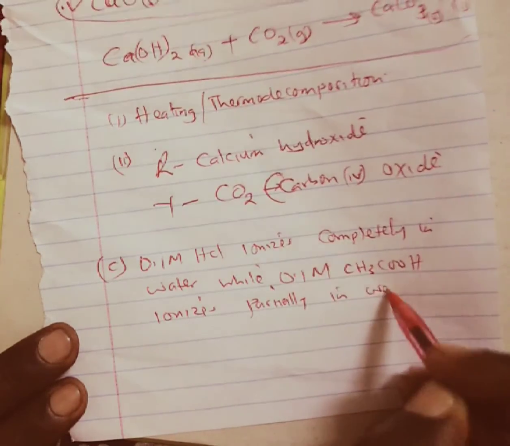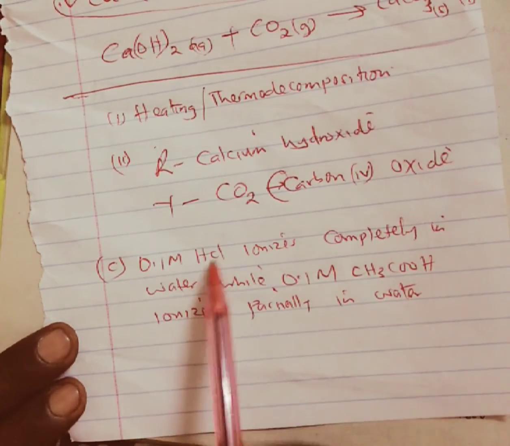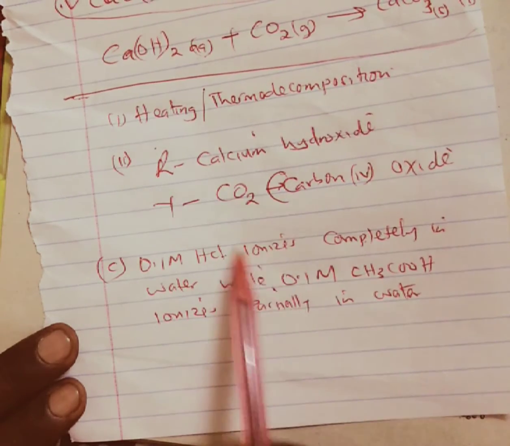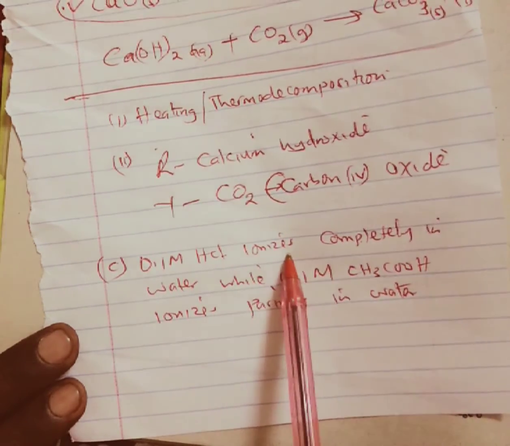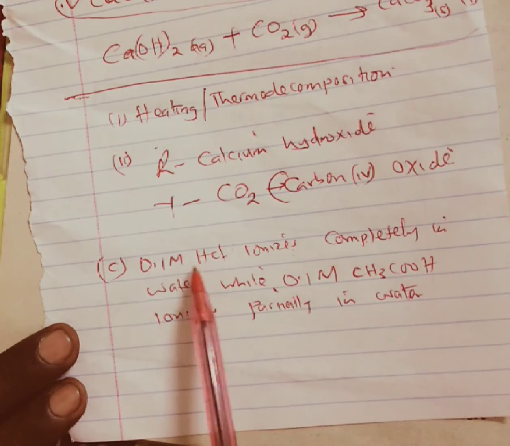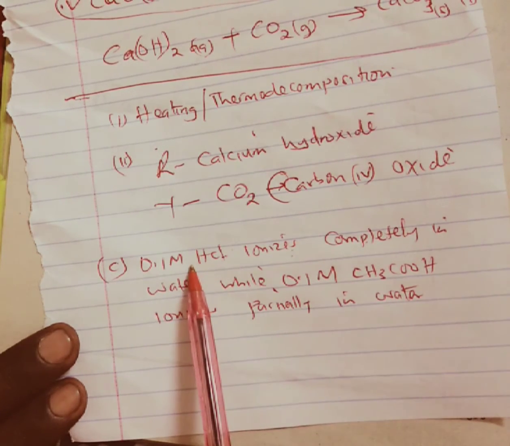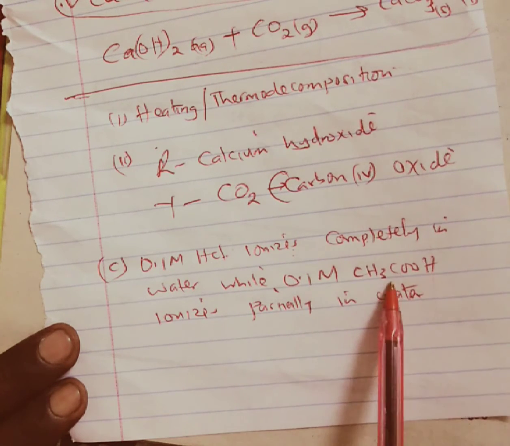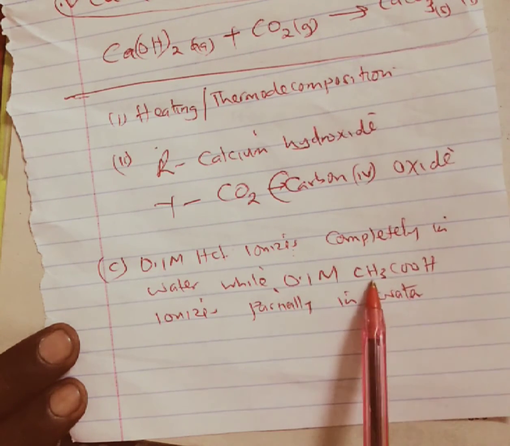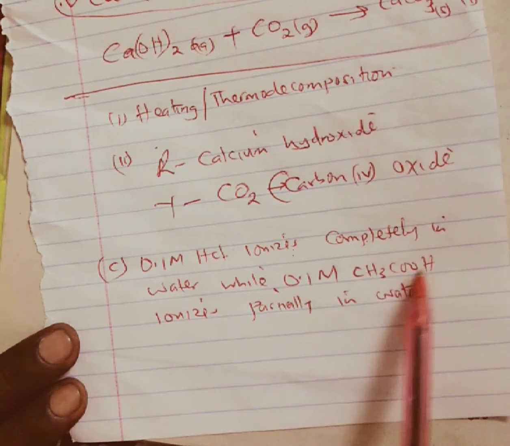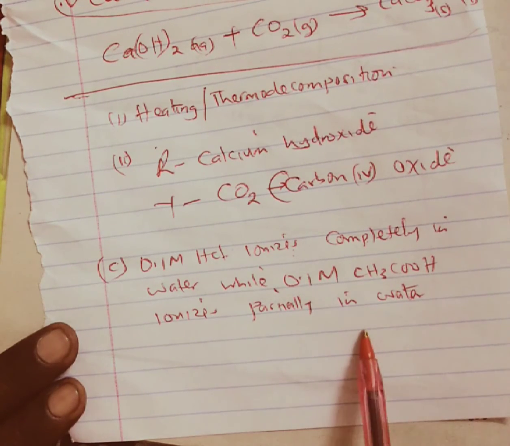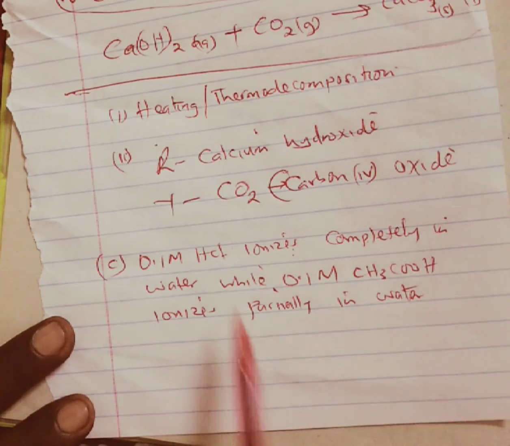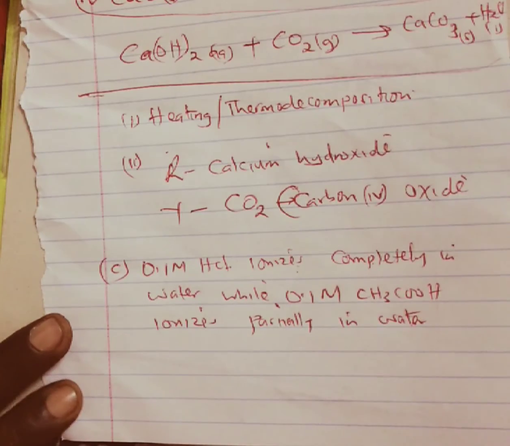in water. What it means, if hydrochloric acid ionizes completely in water, it means it releases more hydrogen ions into the water, hence it is a strong acid. While 0.1 molar ethanoic acid, since it's a weak acid, it ionizes partially, hence it gives out less hydrogen ions, and therefore it is weaker compared to hydrochloric acid in this case.